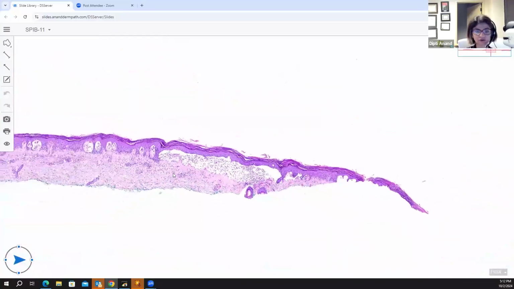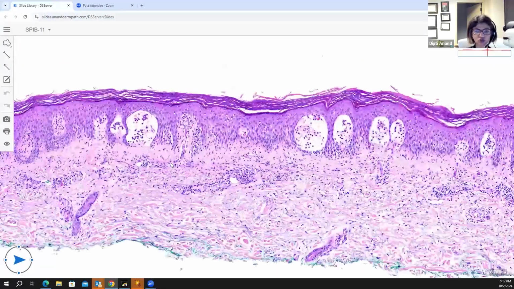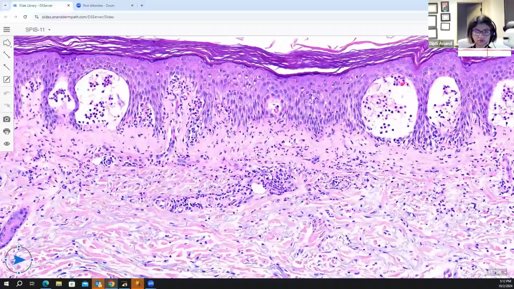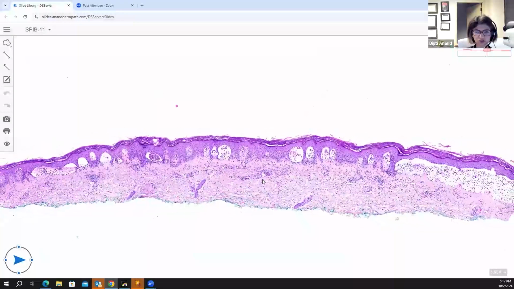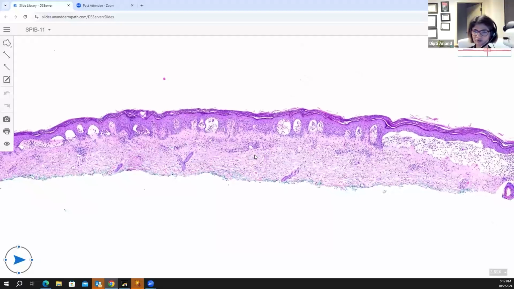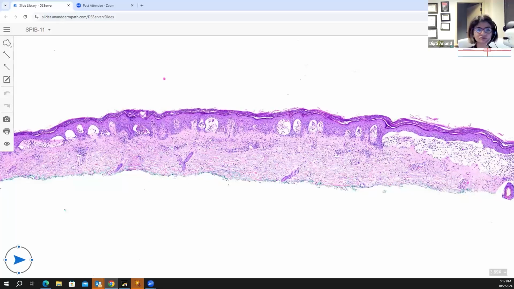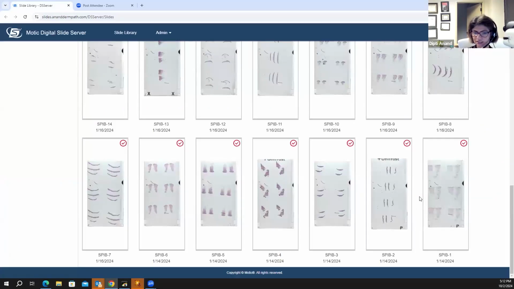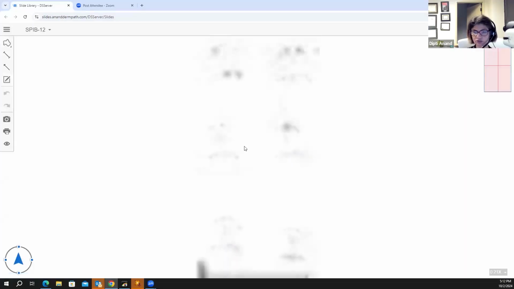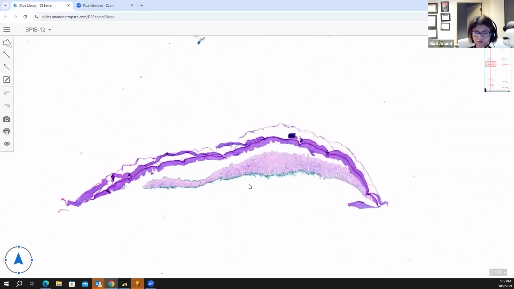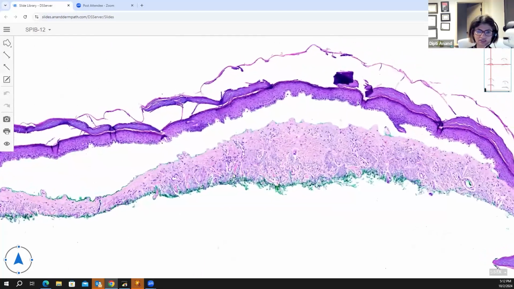Okay. And then if you're calling something DH, please make sure that you're looking at the vessels and there is no vasculitis happening. You get what I'm trying to say? Yeah. So this is DH. Okay, let's go to your next one, which is your slide number 12. This should be simple. So what is this?